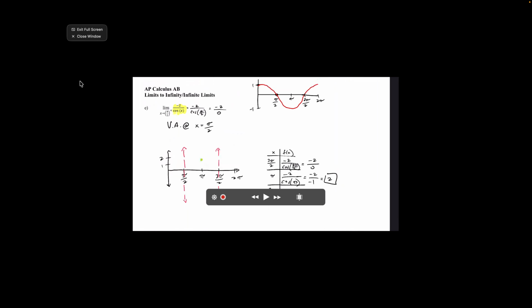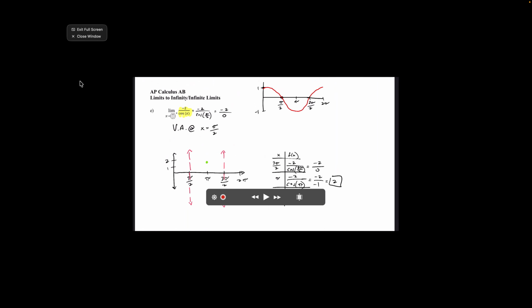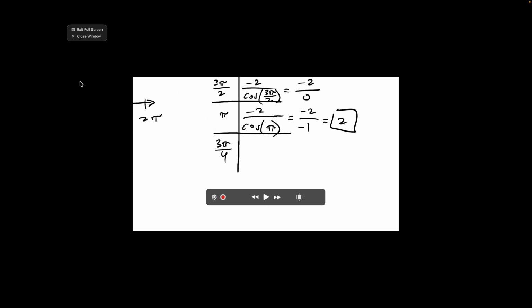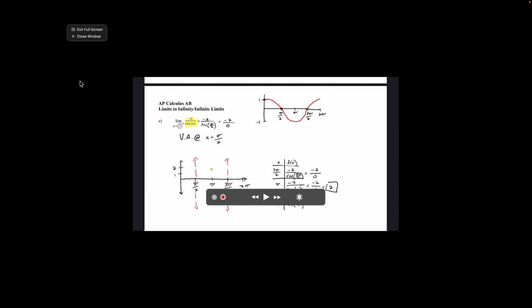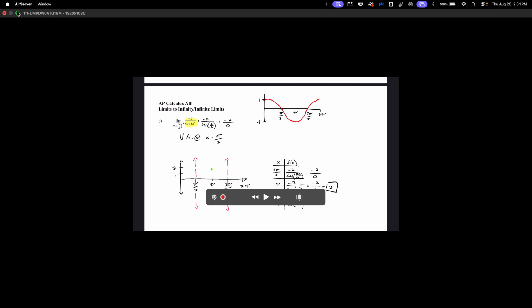Okay, here we go. Let's go back to this now. So we got 3 pi over 2, or wait, we said 3 pi over 4, right? Yeah. So cosine, let's plug it in. -2 over cosine 3 pi over 4. Well, looking at the graph, is it going to be negative or positive? Negative. It's going to be negative.